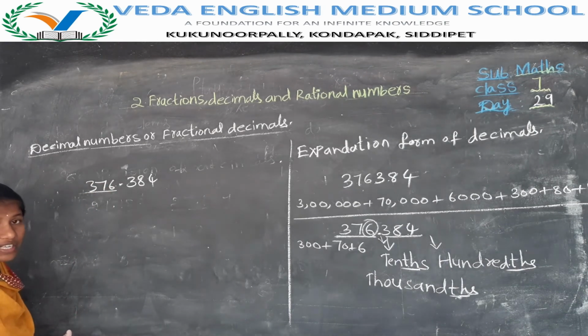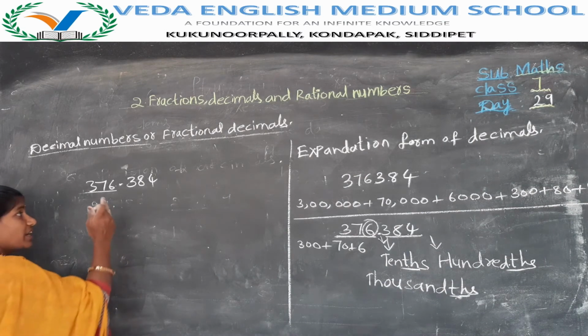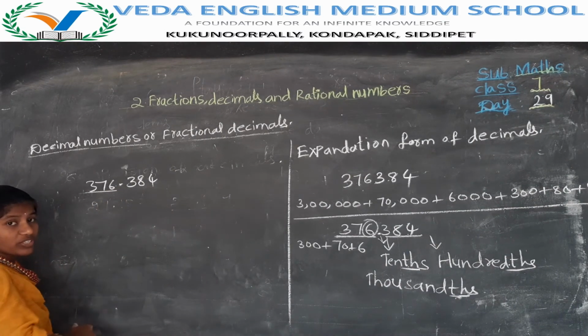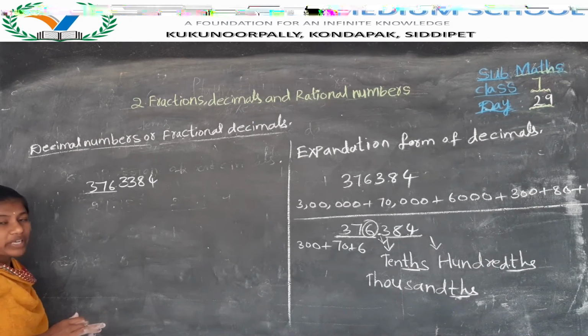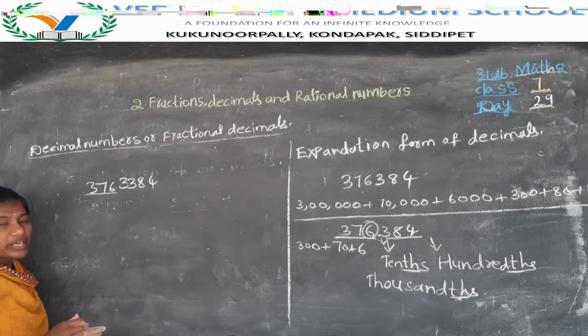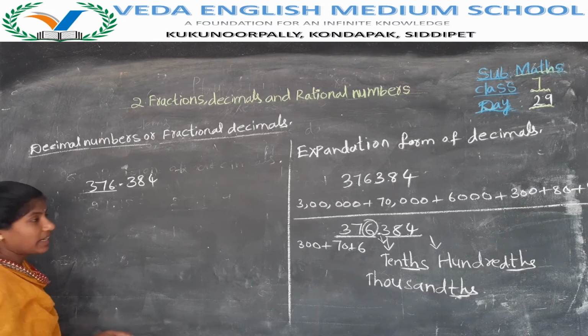After the point is called the decimal part. In the decimal part, place values move from left side to right side. In the decimal part, place values start from tens onwards. Tens, hundreds, thousands. Like that you have to pronounce.